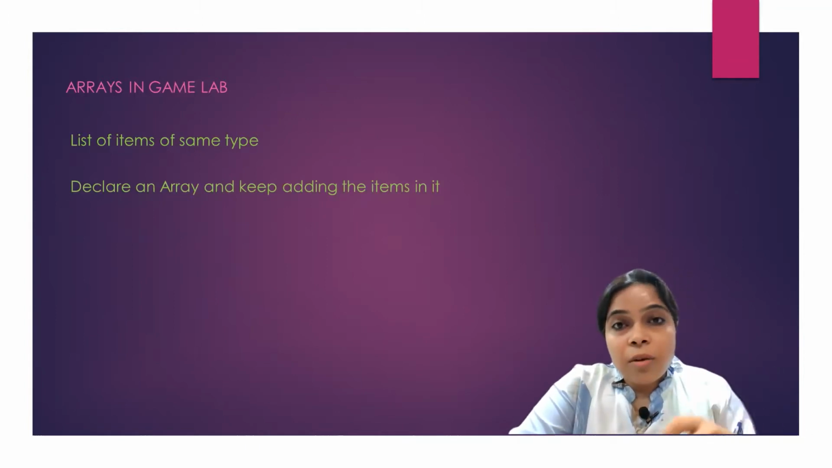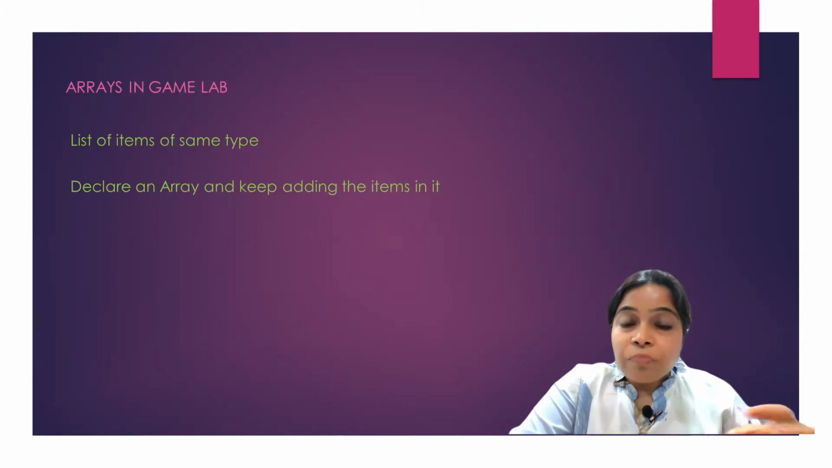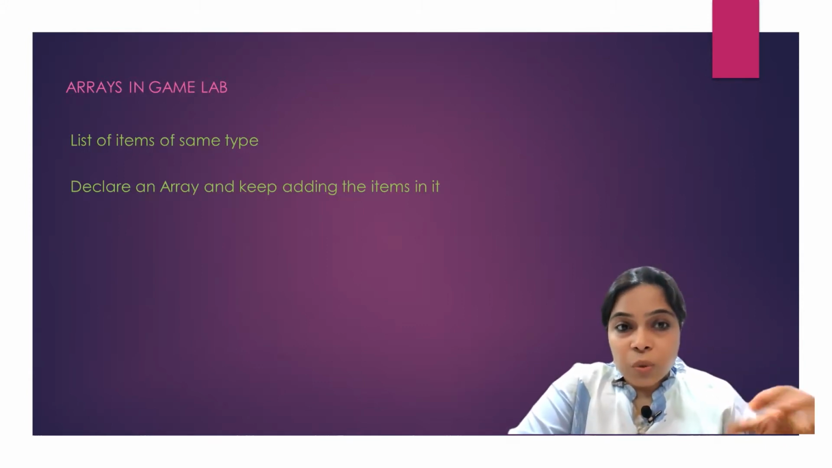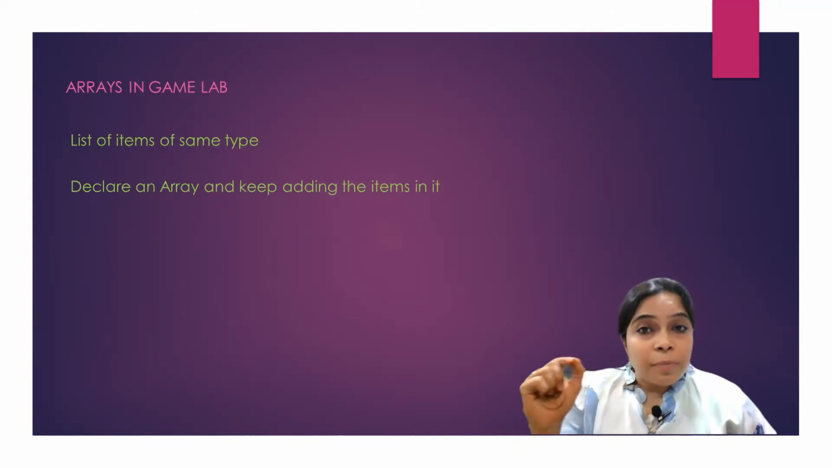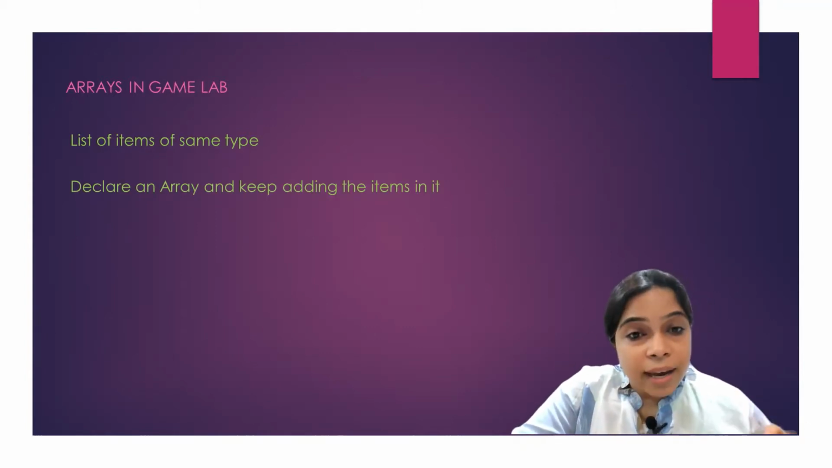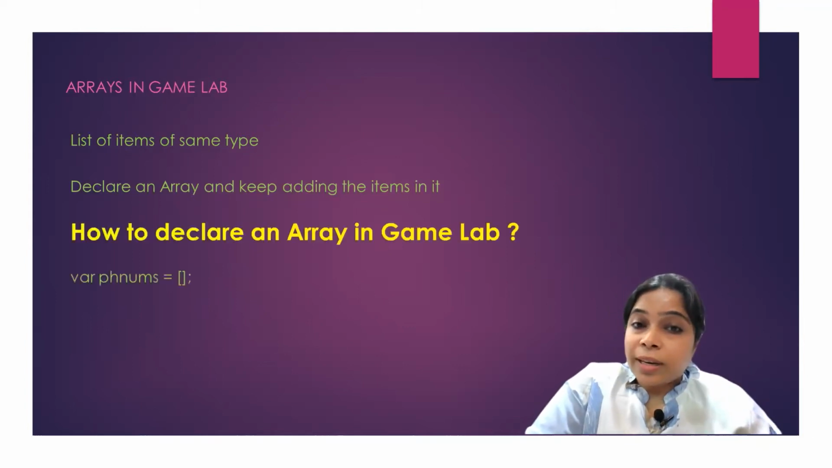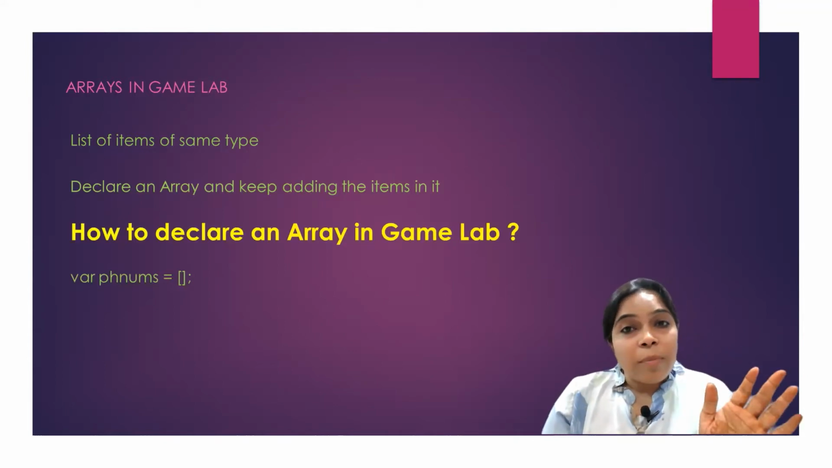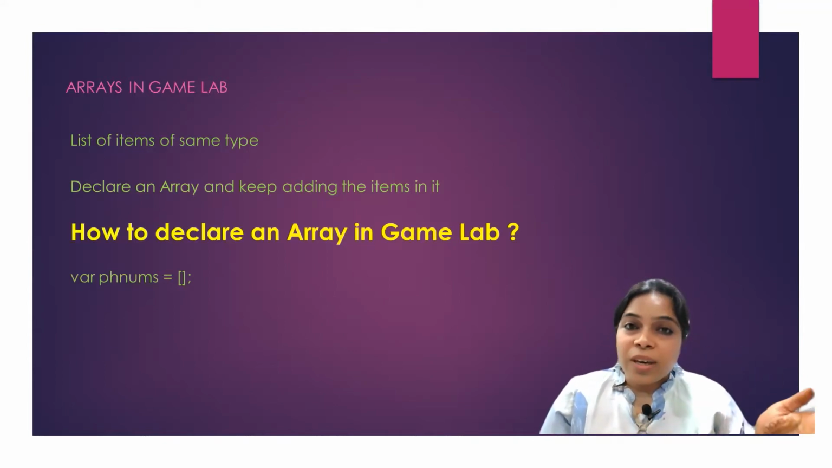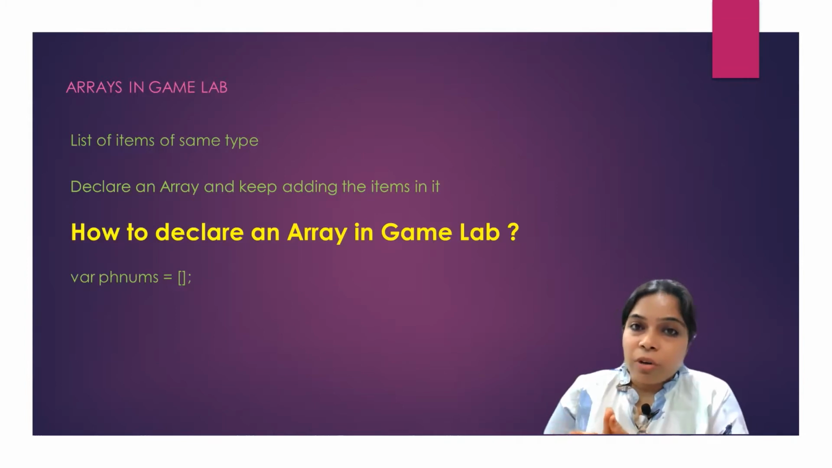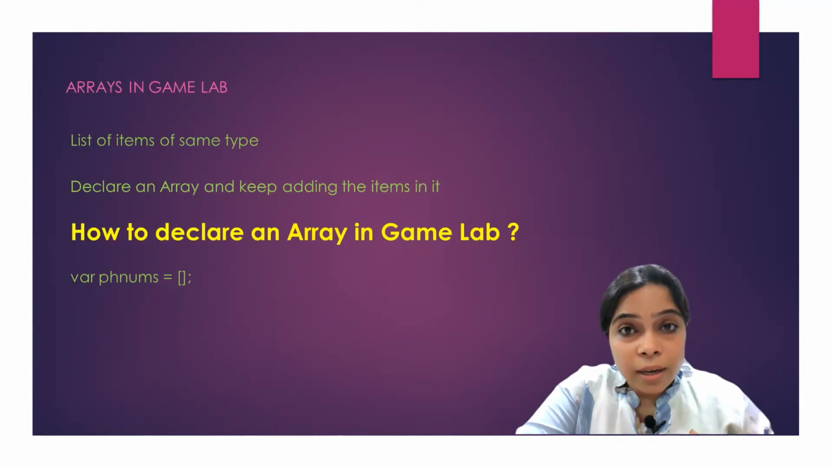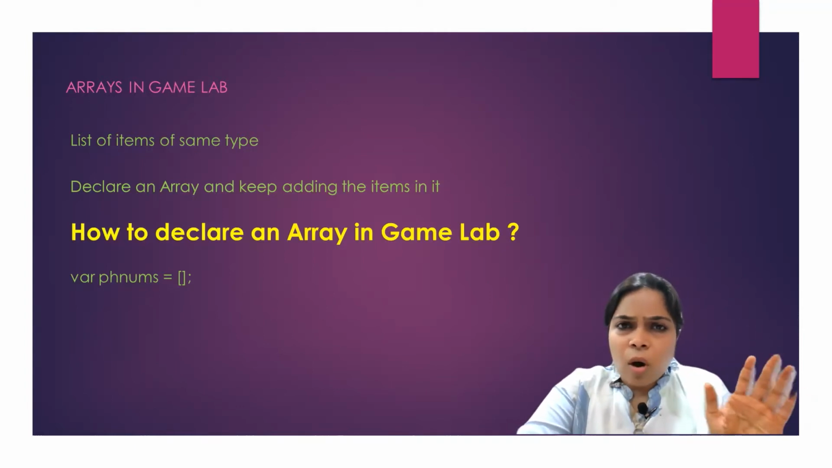Array is a collection where you can store similar type of data and you can keep adding the data as well. Okay, so what is the best way? The best way is declare an array and keep adding the items in it. So how do we declare an array in Game Lab? To declare an array in Game Lab, square brackets come into the picture. Okay, so var variable name equal to square bracket and then semicolon. This is how we declare a variable array in Game Lab. So this is about the declaration.